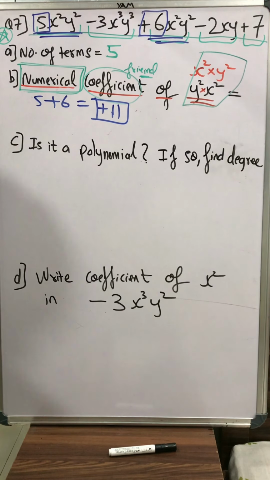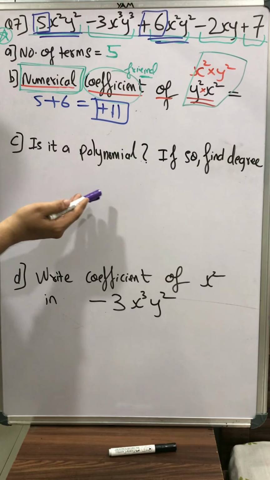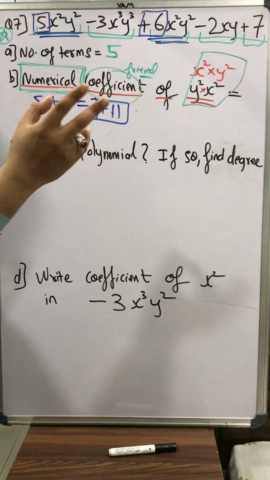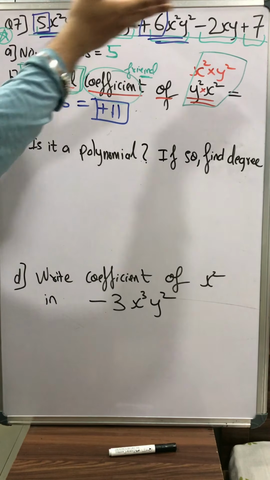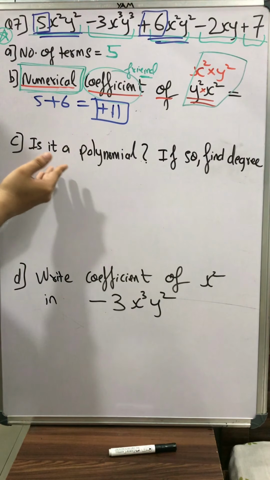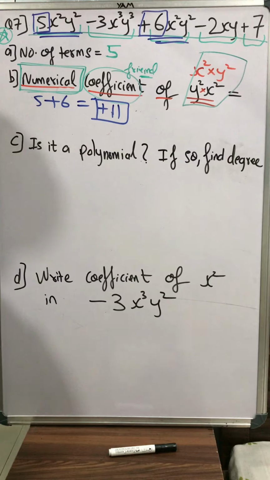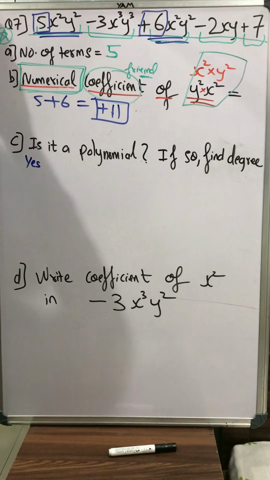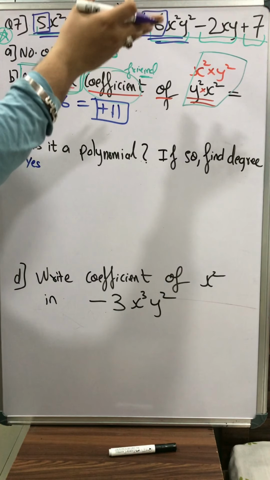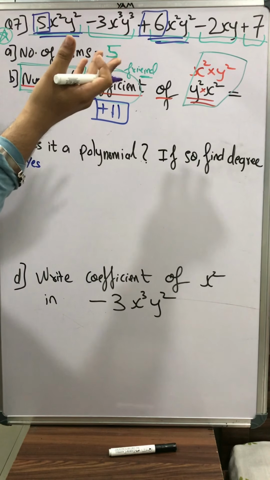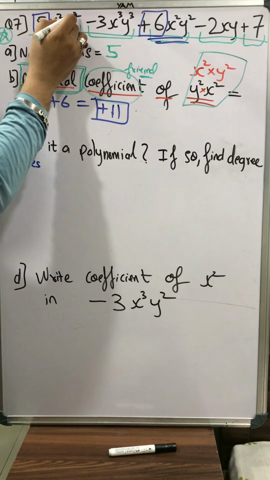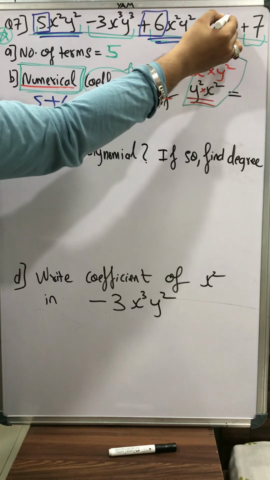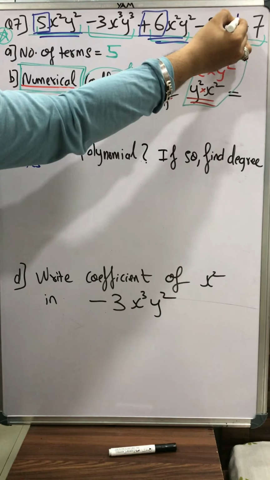The next question is, is it a polynomial? For a polynomial there should be two conditions. Minimum there should be two terms. We have a great number of terms here, 5 terms. Is it a polynomial? Yes, it is a polynomial. And the second condition, of course, is that the powers of each term should be positive. 2 is positive, 2 is positive, 3 positive, 3 positive, 2 positive, 2 positive. Nothing mentioned on x means it's 1. Nothing mentioned on y, that means it's 1.